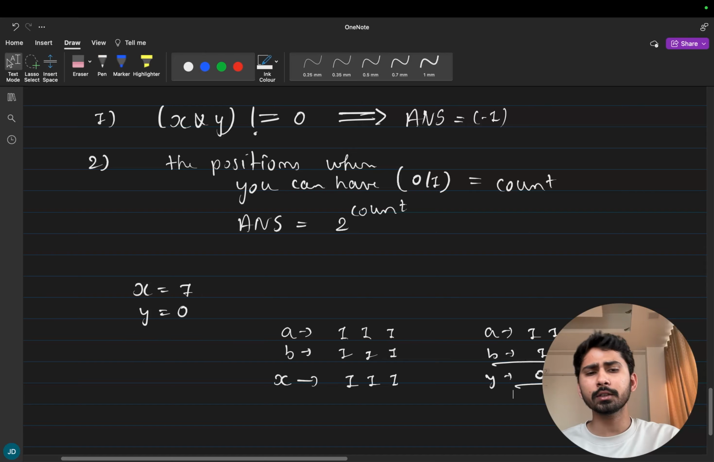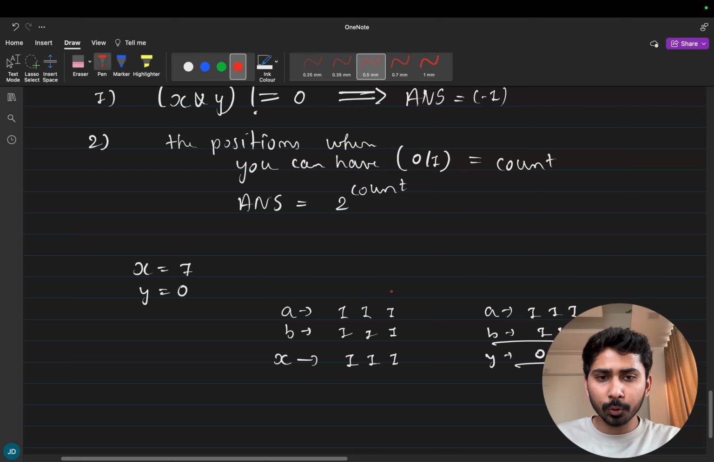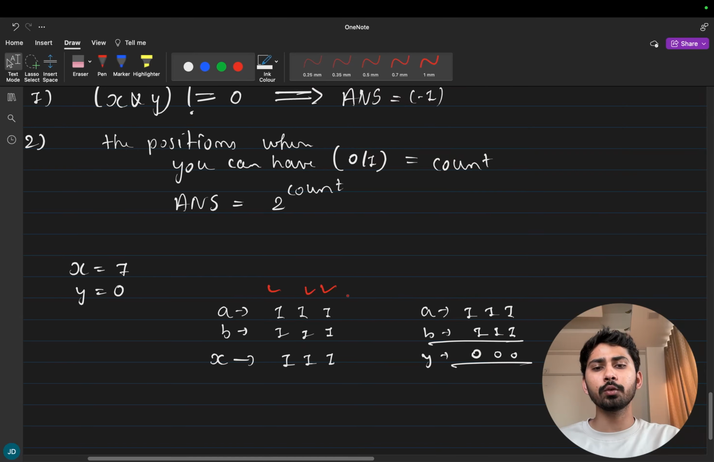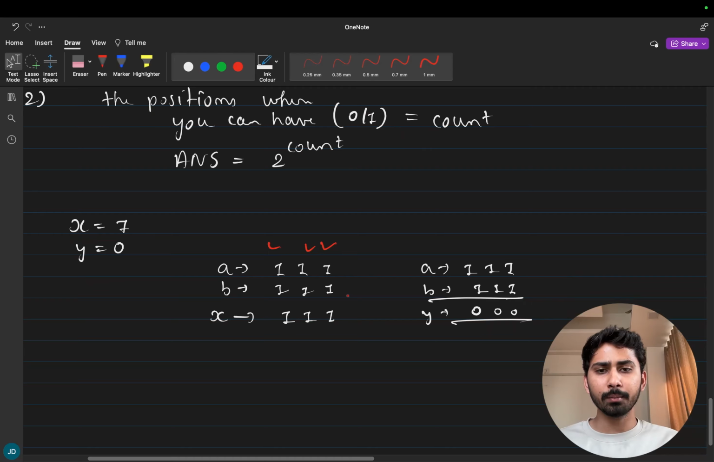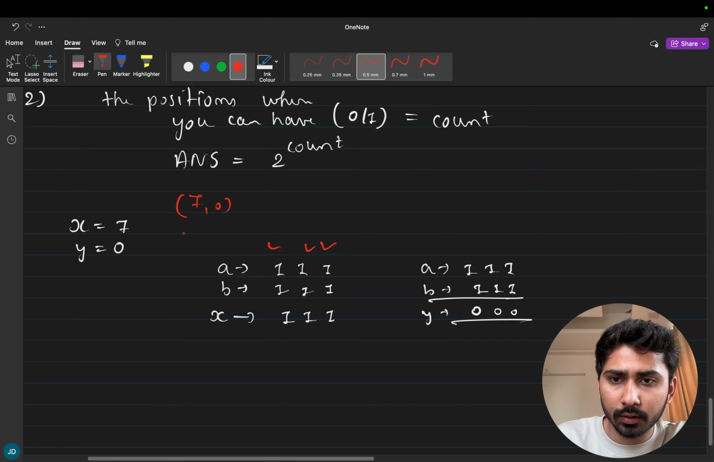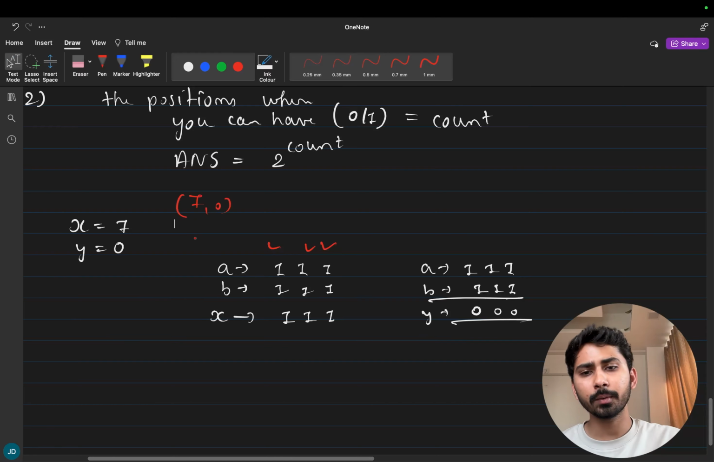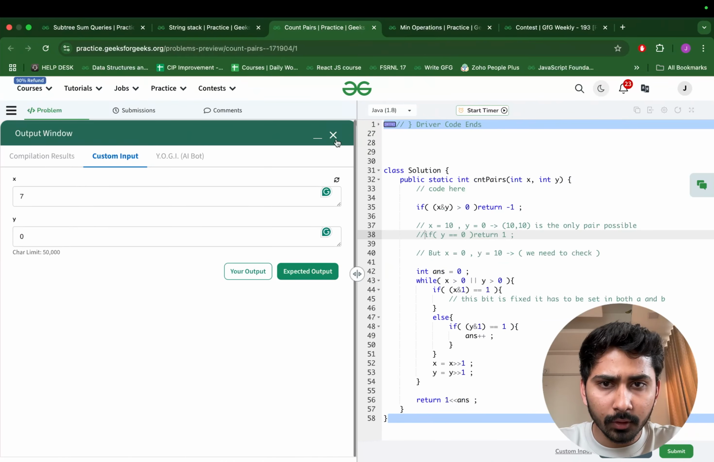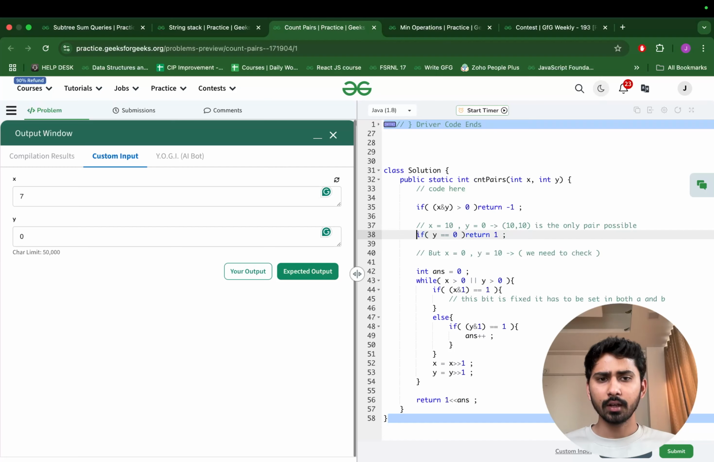So how many pairs will be possible? You have come to know that all the bits have fixed values. There are no possibilities at any position. So the counter of positions where you can have 2 possibilities is 0, and there will be only one number existing, that is only 7, 7. So that's what I have handled over here. If your y equals 0, there is only one pair existing, so I directly return a 1.